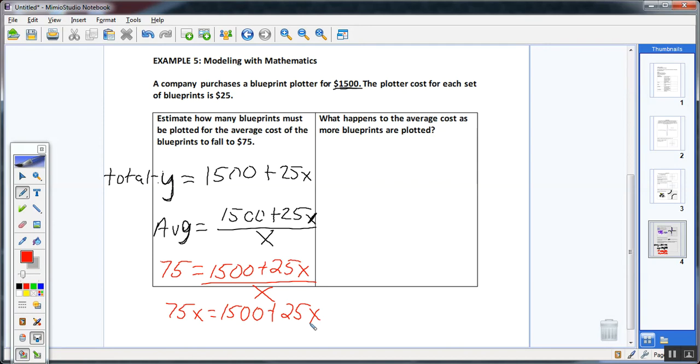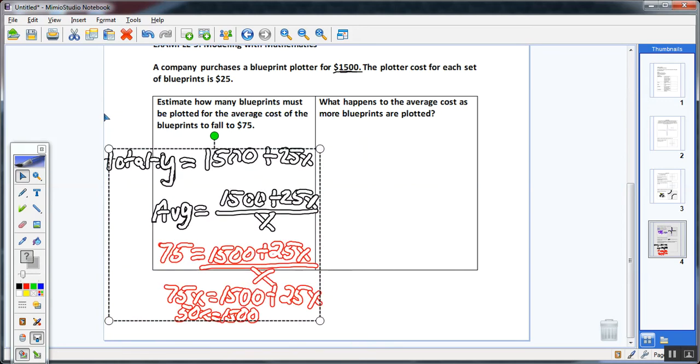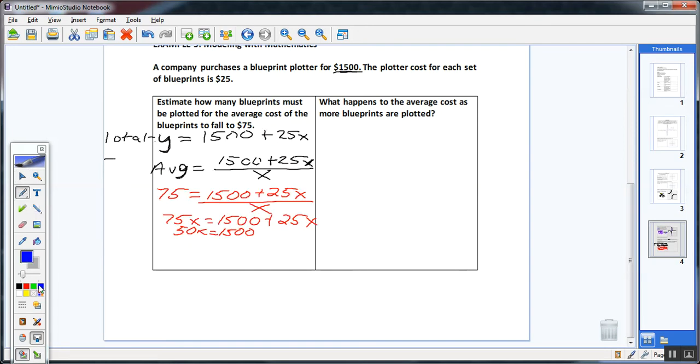Let's see, variables on both sides. This should be clockwork for you guys now. What have I got? 50x equals 1,500 divided by 50. How many? You said 30, is that right? Let me make some room up here. So how many copies, or how many blueprints do we need to make so that the average is $75 a copy? That includes the machine and the copies. Well, it would be 30 blueprints.